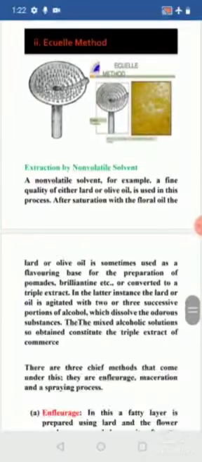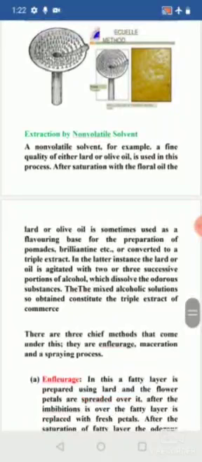So next is the extraction by using the non-volatile solvent. When coming to the non-volatile means, here you are going to use the lipid base or the fatty base. Here you are going to take the lard or the olive oil or the fat base.